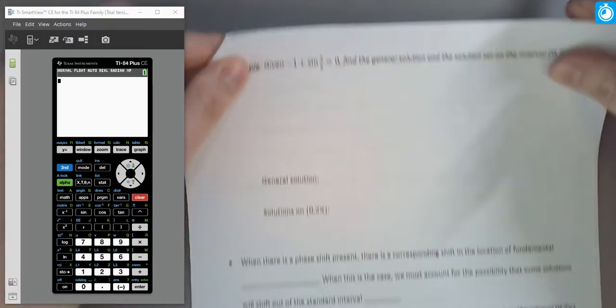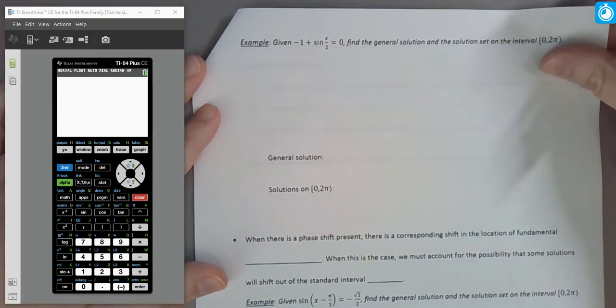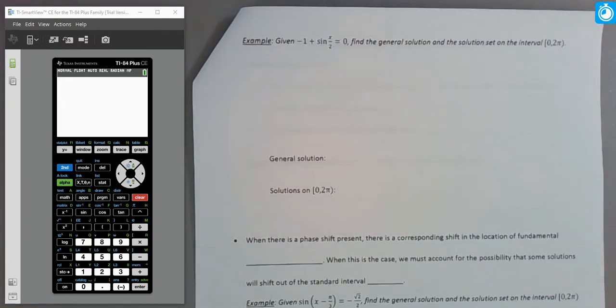What happens if the coefficient in front of x is less than 1? In other words, what happens if we have a fractional coefficient? Something very similar happens, and we approach the problem in the same way. So let's solve this equation: -1 plus the sine of x over 2 is equal to 0. And again, we want to find the general solution and then the solution set from 0 to 2 pi.